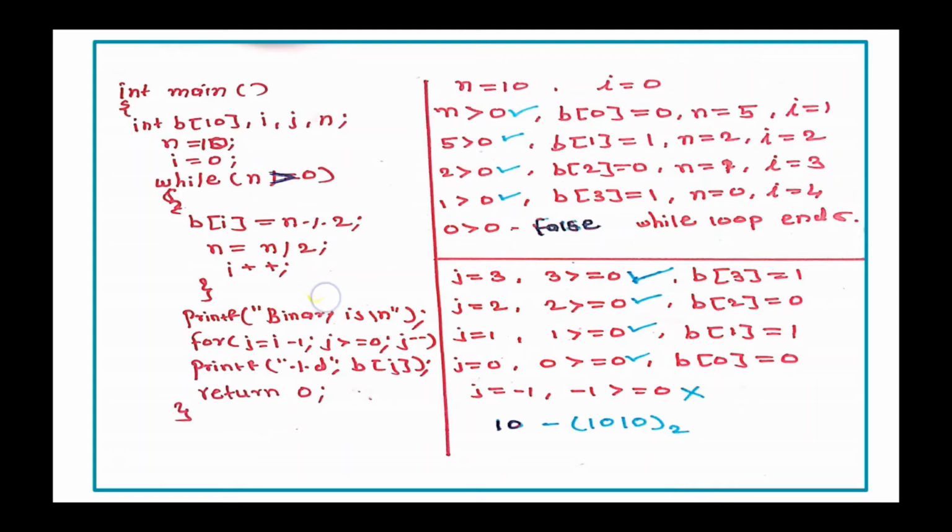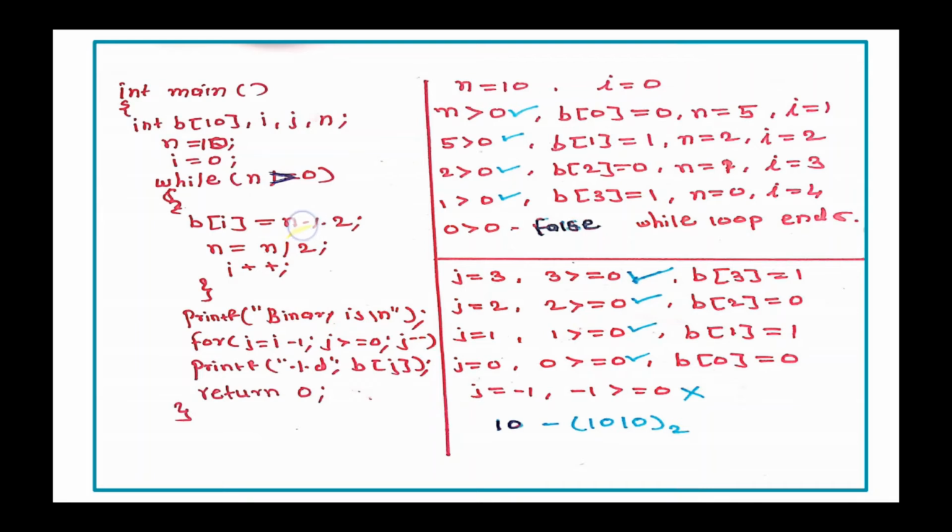Then go to the while loop again, n value 5 is greater than 0, condition is true. Then a of 1 is equal to n modulus 2, 5 modulus 2, remainder is 1. Then n is equal to n divided by 2, 5 divided by 2, result is 2, stored in the n variable. Then increment i, the i value is 2.